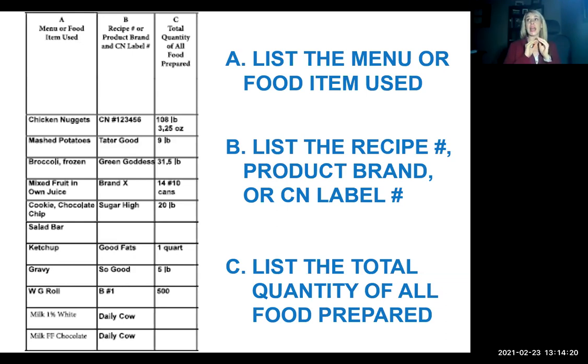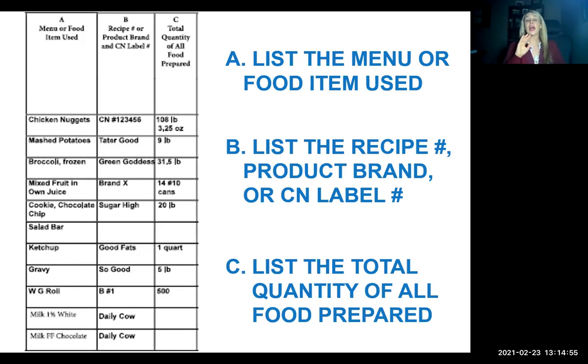So next we have columns A, B, and C. In column A, you list the menu or food item that is going to be used. In column B, list the recipe number, product brand, or CN label. We do need to have that information. And then list the total quantity that you are going to prepare. People forget this step. We see this a lot. So right here, they're telling us that they did 3.5 pounds of broccoli. That's how much they prepared. They prepared 9 pounds of mashed potatoes. We have to know the overall.